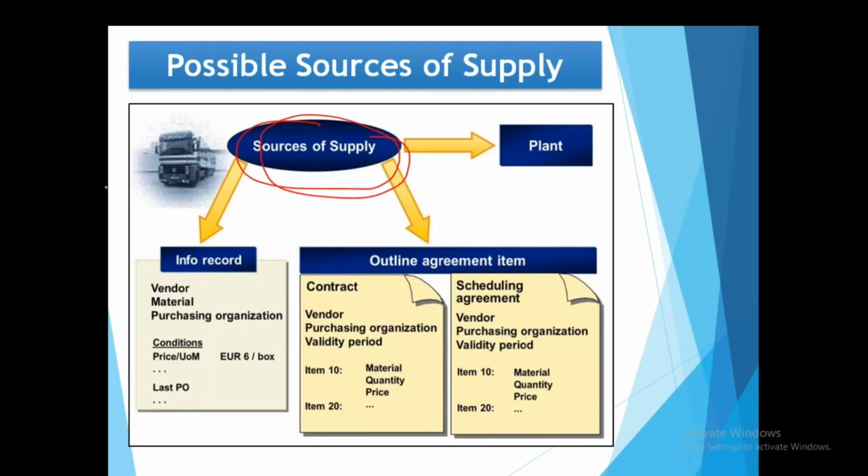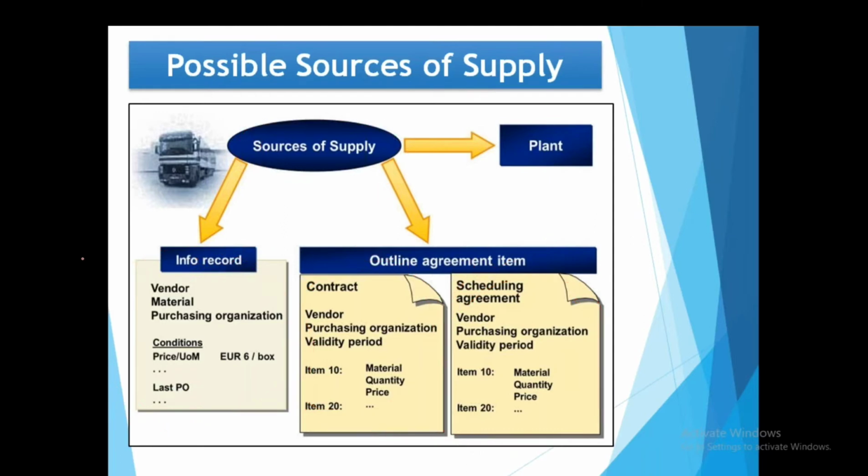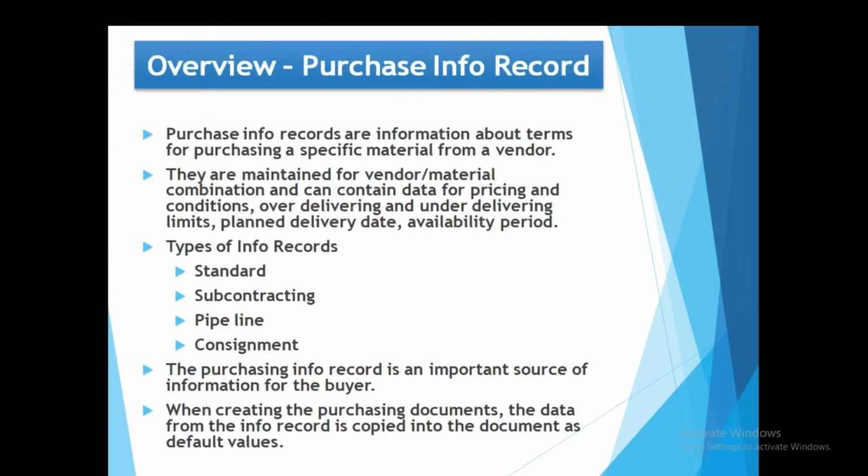Whenever you create a purchase order, your purchase order can refer to an info record, a purchase information record, or it can refer to an outline agreement like a contract with the vendor, or a scheduling agreement with the vendor. So these are the possible sources of supply where the system can refer when you are creating a purchase order. So let's start with the purchase info record.